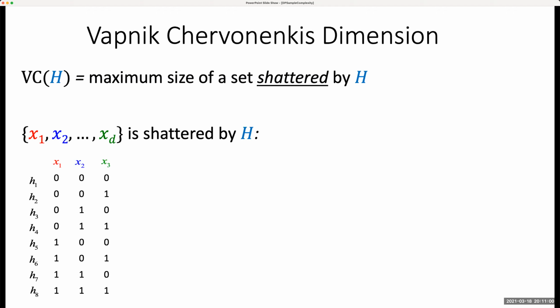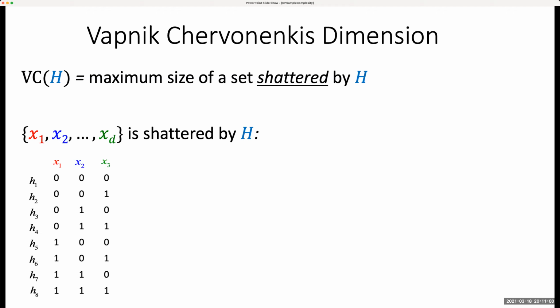So when is a set of points shattered by a class H? The definition is if we see all possible patterns, all possible traces, when we restrict the class to these points.